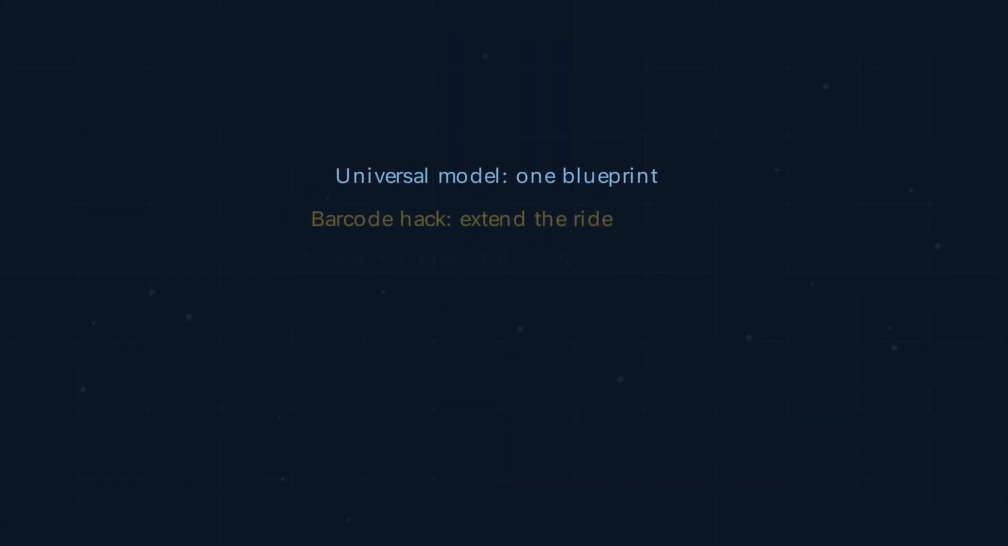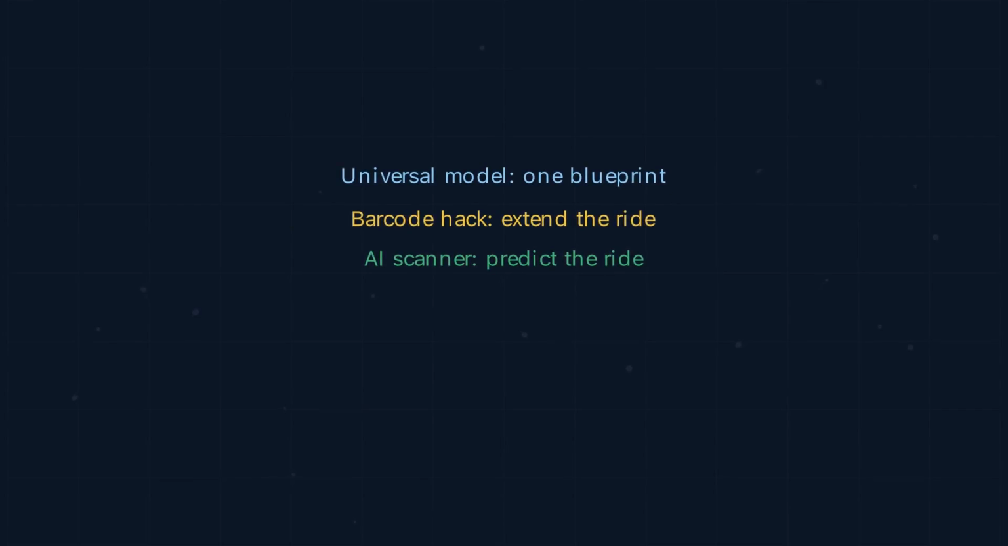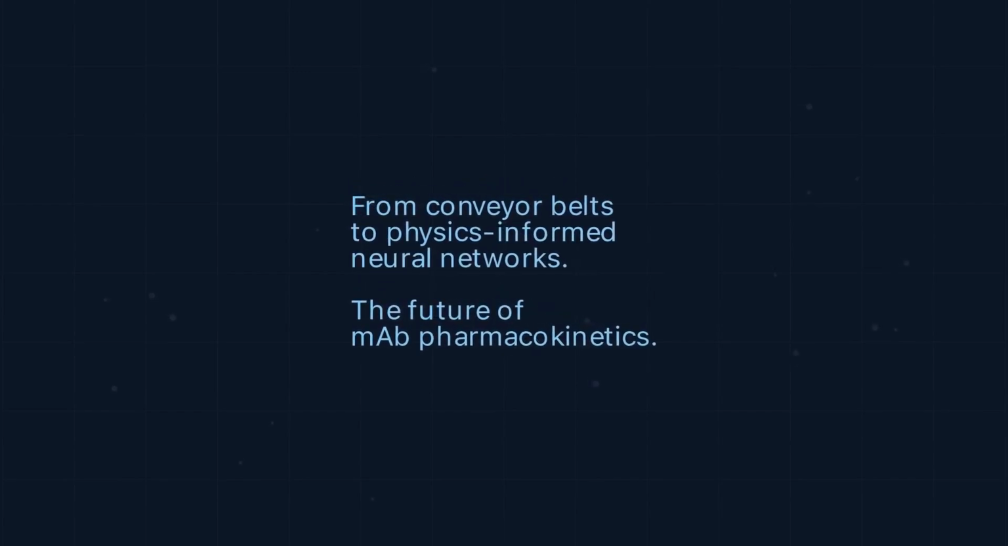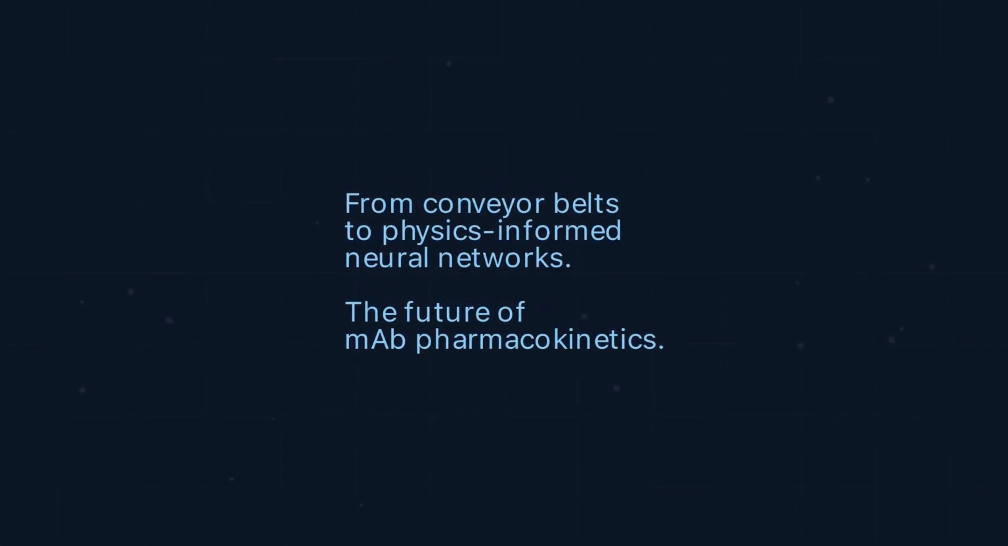3 videos. 3 eras. The universal model, one blueprint fits 109 factories. The barcode hack, engineer the Fc, extend the ride. The AI scanner, read the sequence, predict the ride. From conveyor belts to physics-informed neural networks. The future of monoclonal antibody pharmacokinetics.